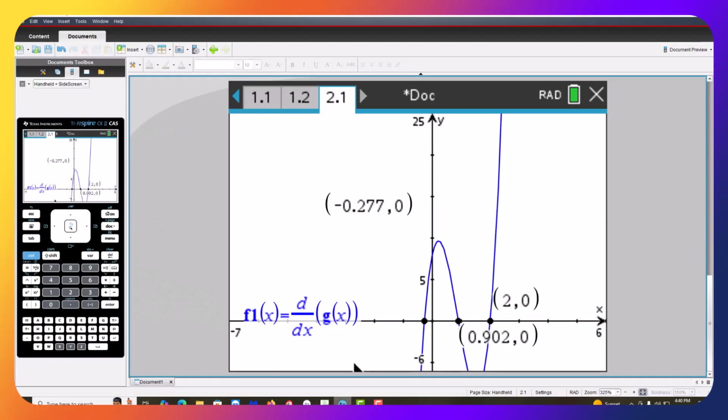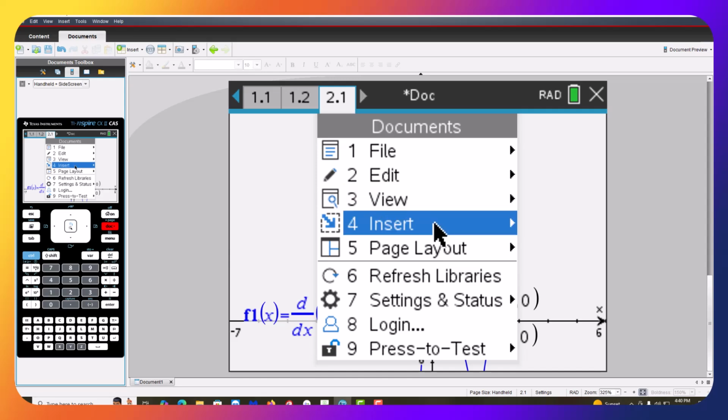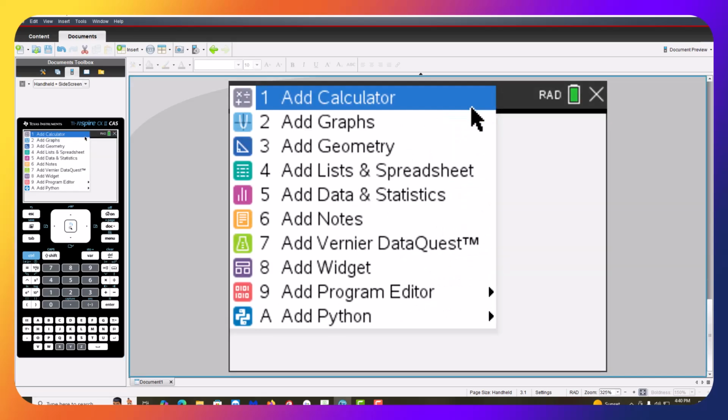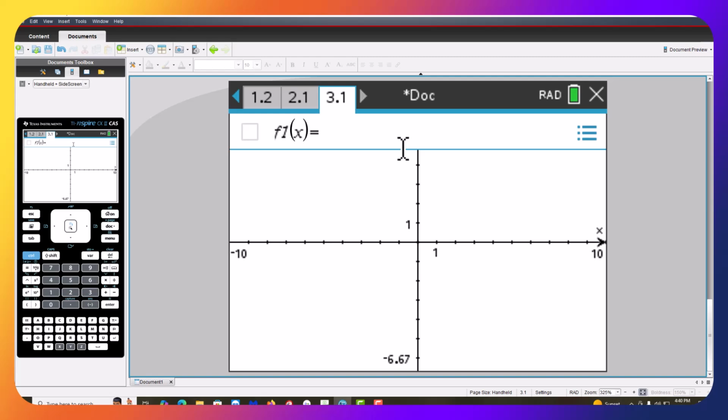So notice I get my Inspire out. I'm going to go to Document. I'm going to go to Insert. I want to insert a problem. I want to insert a graph. And I'm just going to call it f of x.